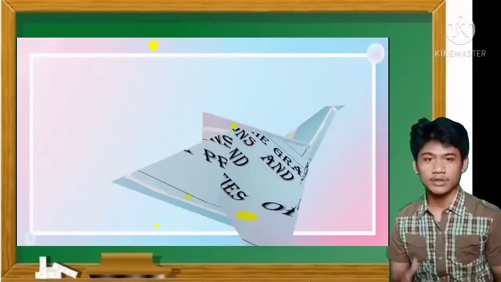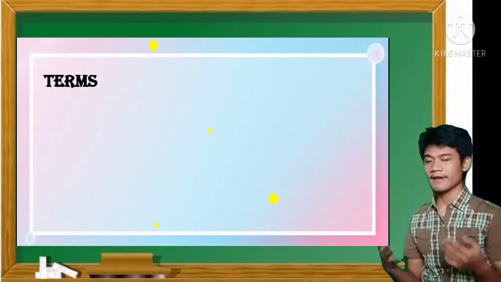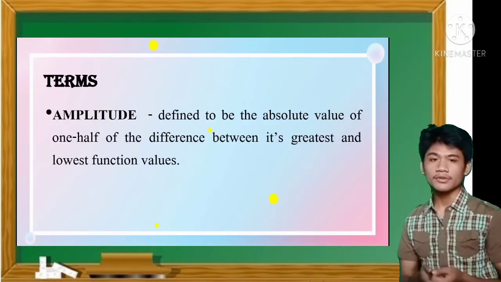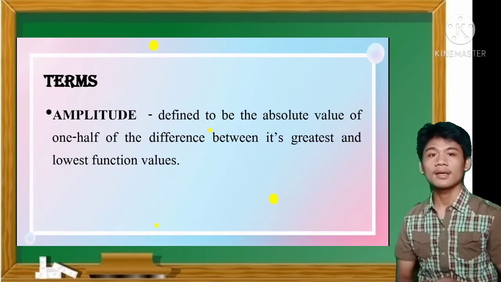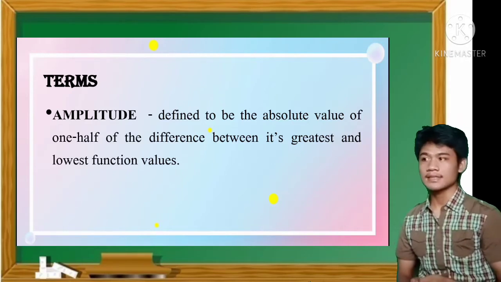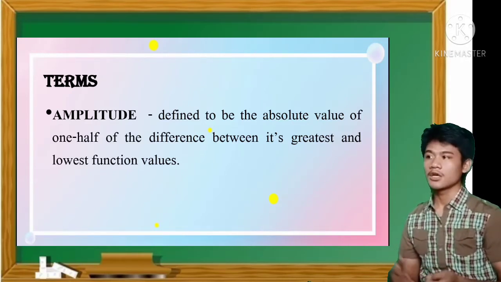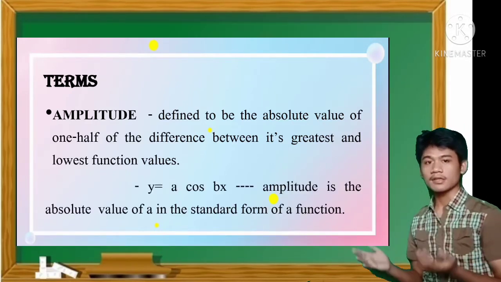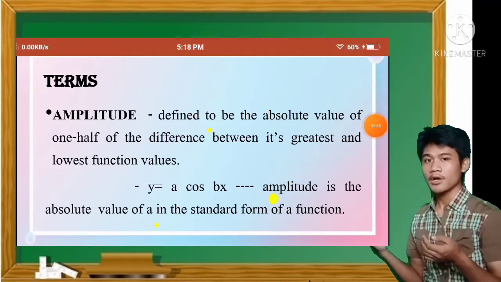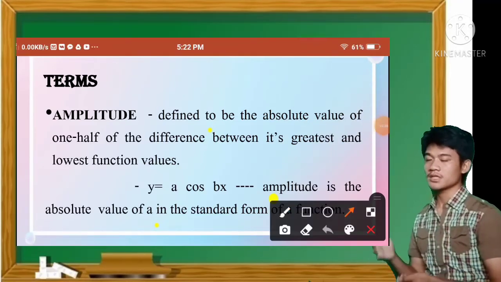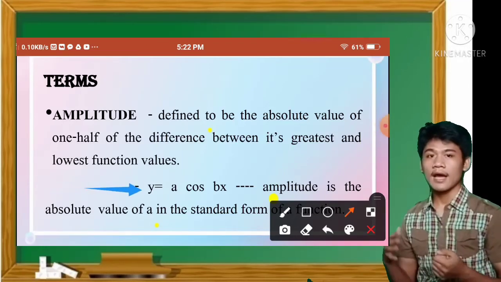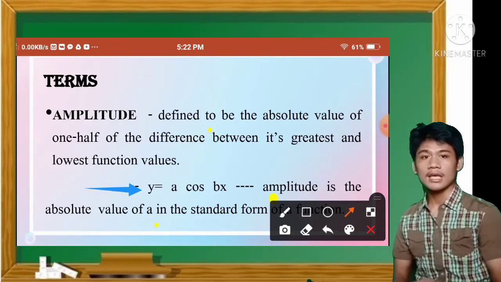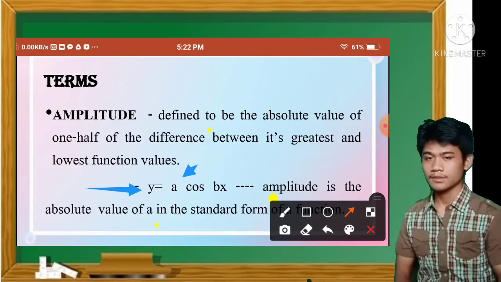First is the amplitude. Amplitude is defined as the absolute value of one half of the difference between the greatest and the lowest function values. From the standard form of a function, y = a cos bx, the absolute value of a is our amplitude.